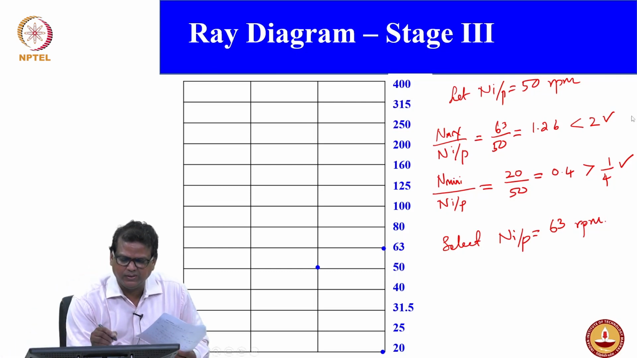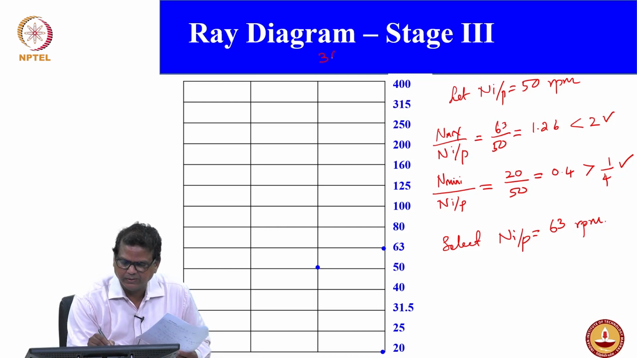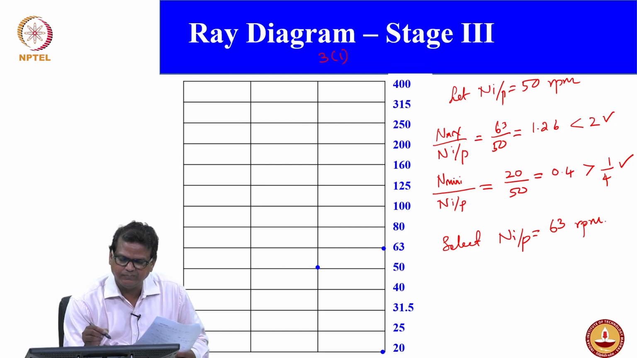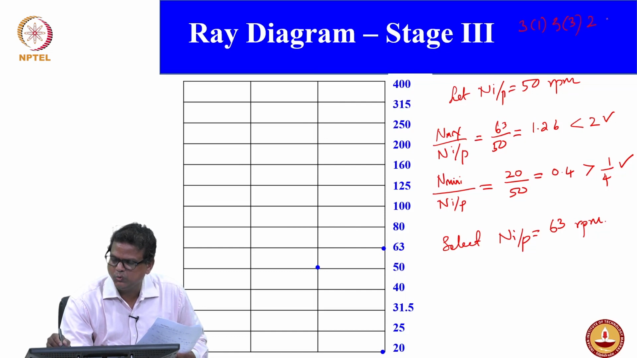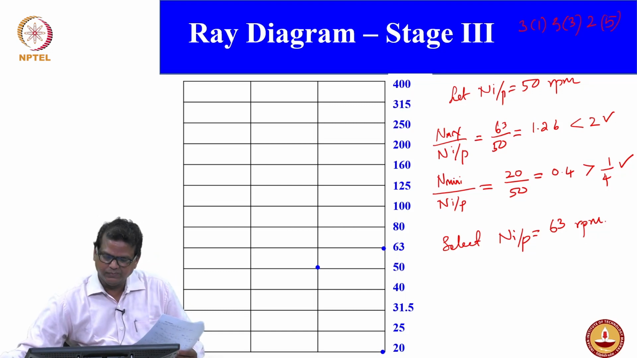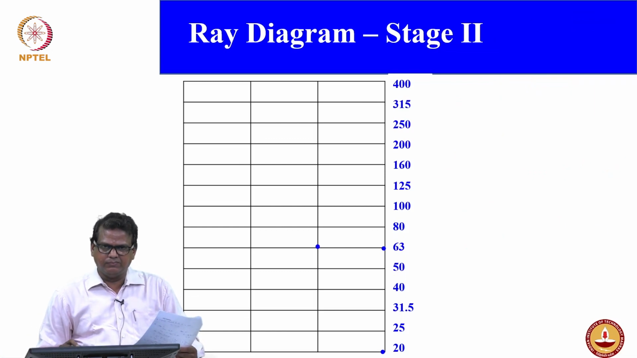Stage 3 formula, what? 3 of 1, right, 3 of 1. I'm sorry, this should be stage 3, right? 3 of 1, 3 of 3, 2 of 5. This is what it is supposed to be. This is the formula. Okay, now we got it.